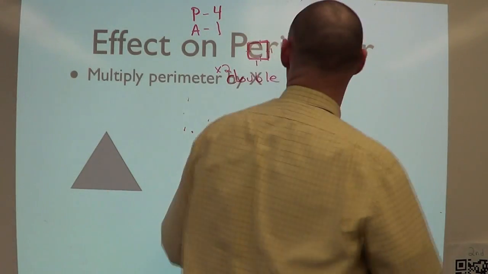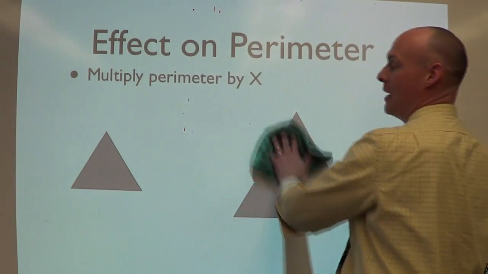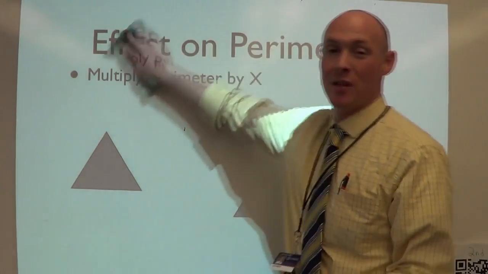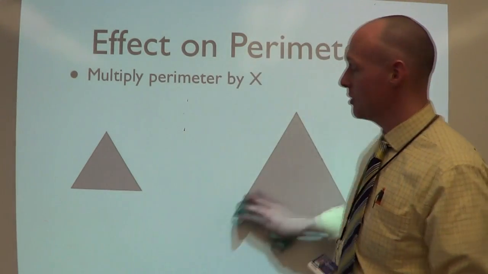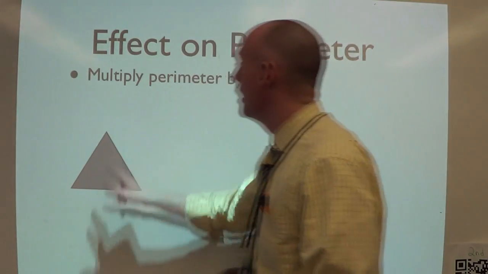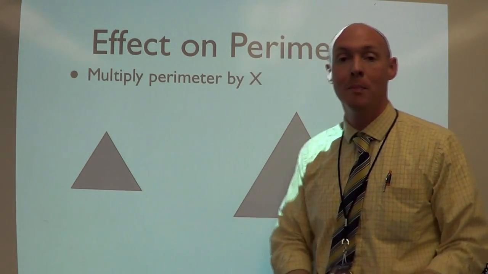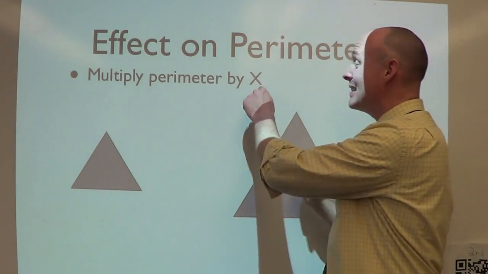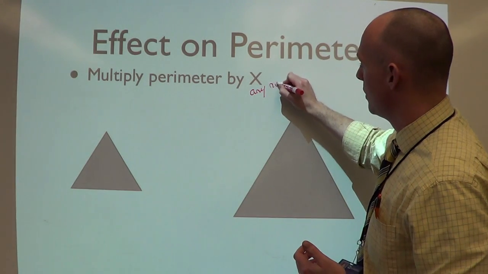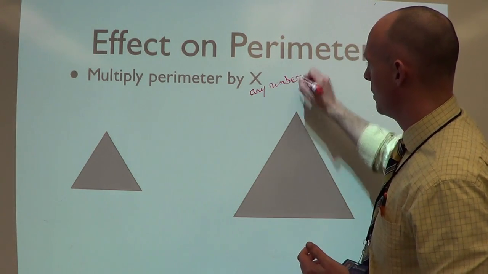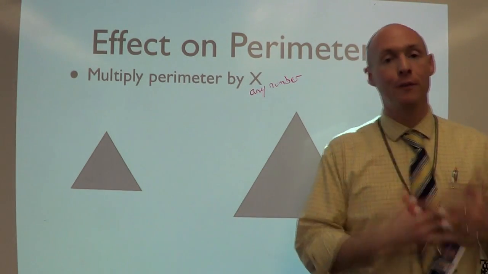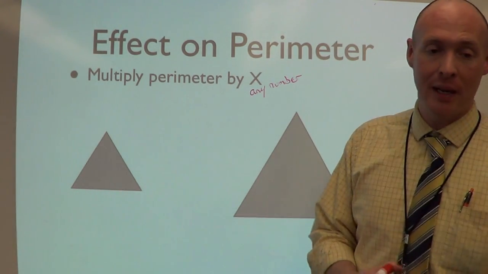Here I have a triangle. And many of you right now have probably picked up on what happens to the perimeter when you change dimensions. But here's the rule. You multiply the perimeter by x. And what x is, that is any number. So say, for example, if we're doubling it, you would multiply by 2. If we're tripling it, you multiply by 3, and so on.